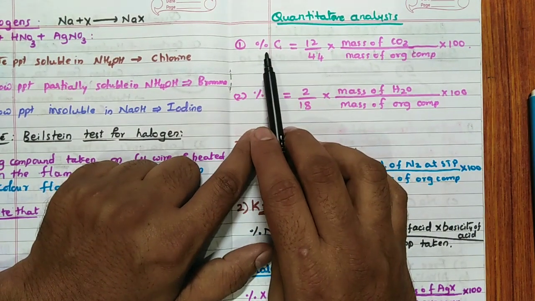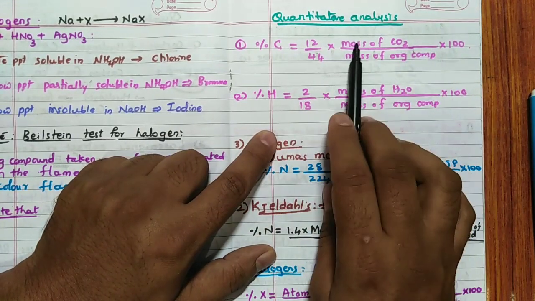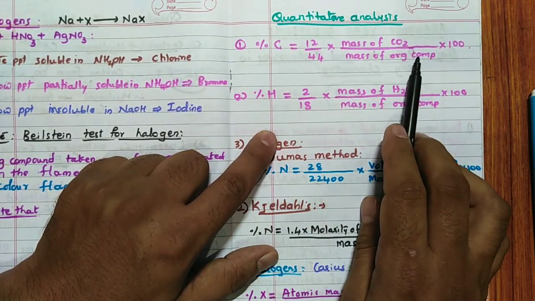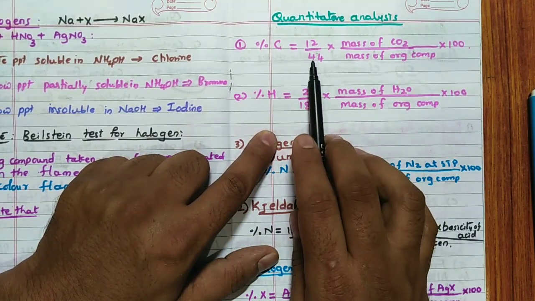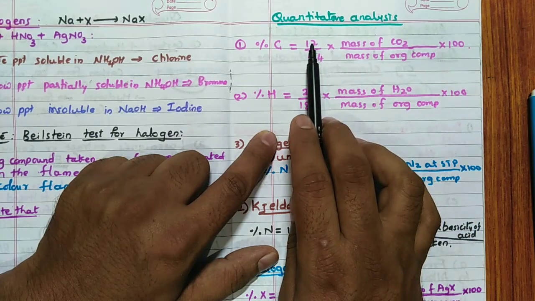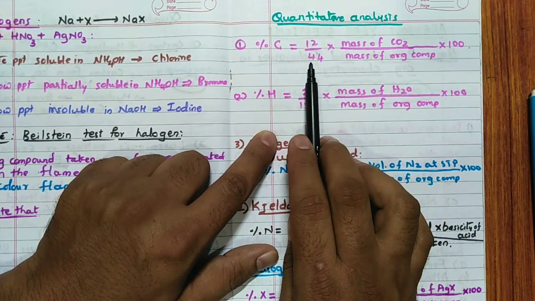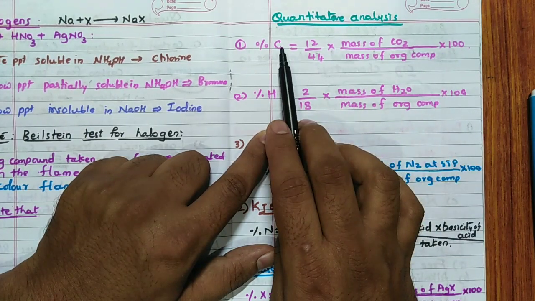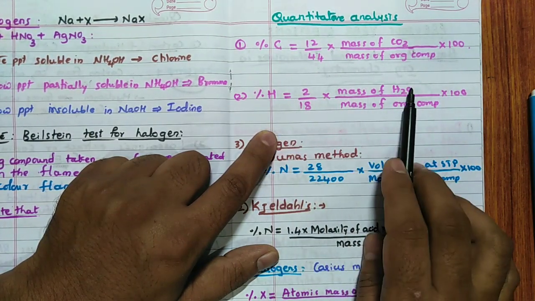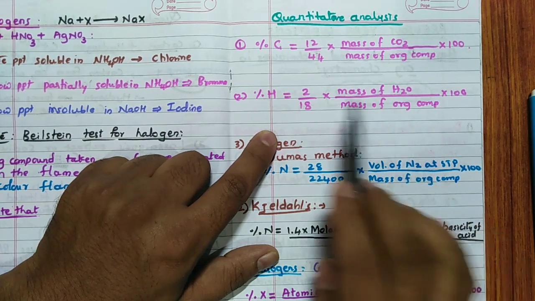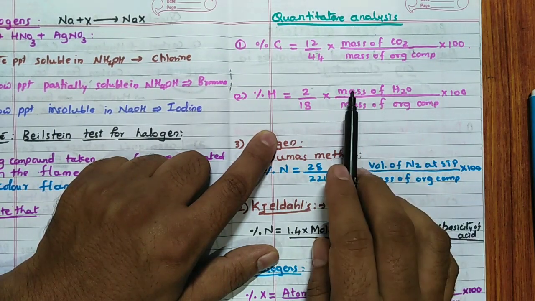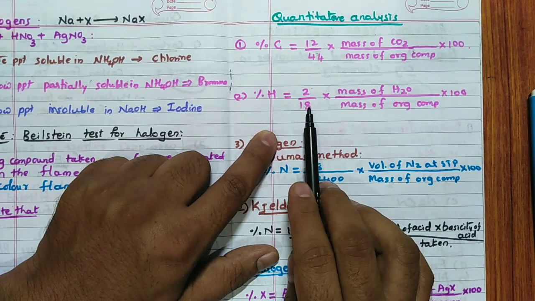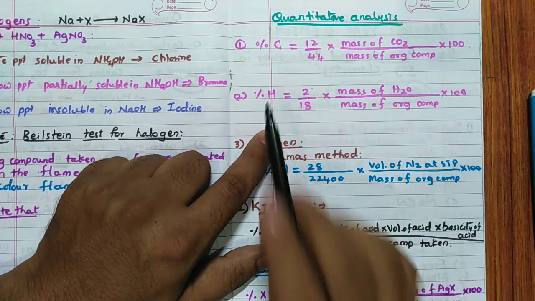Percentage of carbon can be calculated as follows. All these values they will give: mass of carbon dioxide, mass of organic compound, everything. What you have to do is 12 by 44. Mass of carbon is 12, molecular mass of carbon dioxide is 44. Mass of carbon dioxide divided by mass of organic compound, into 100, gives the percentage of carbon. Similarly, mass of water divided by mass of organic compound, they will give. 2 is the mass of hydrogen, H2 here, not H. Divided by 18, into 100, gives the percentage of hydrogen.